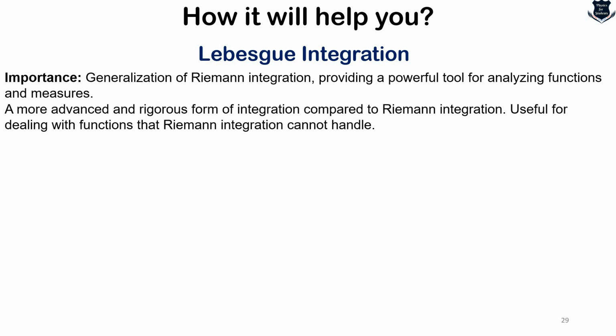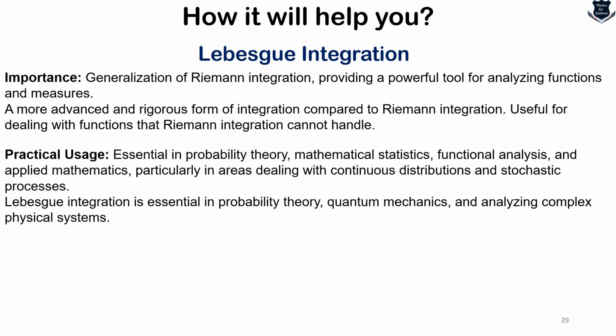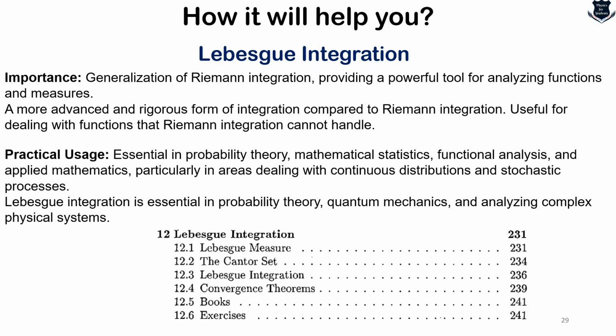Lebesgue integration, actually, if you're learning further mathematics, there is something called Riemannian integration. So it generalizes Riemannian integration. It is, I would say, a more advanced form of integration compared to Riemannian integration. The practical usage, you can say, is in functional analysis, stochastic processes, and applied mathematics. Lebesgue integration is also used in probability theory, some part of quantum mechanics, and analyzing some complex physical systems.